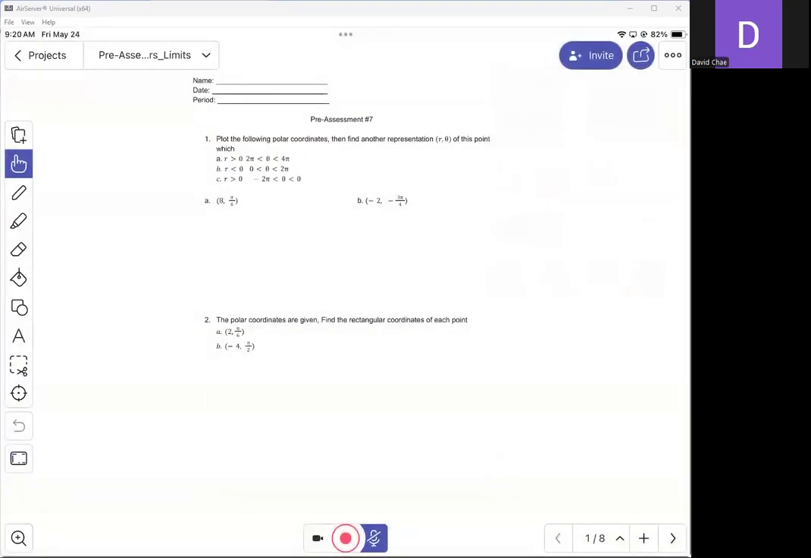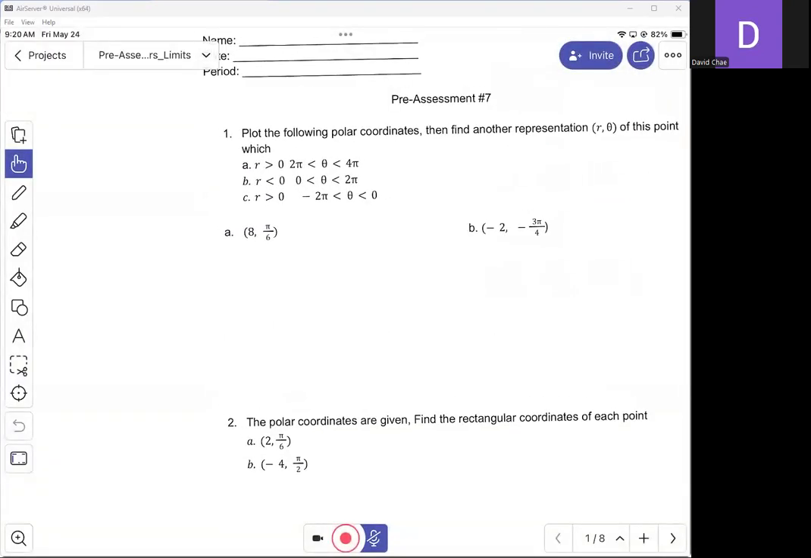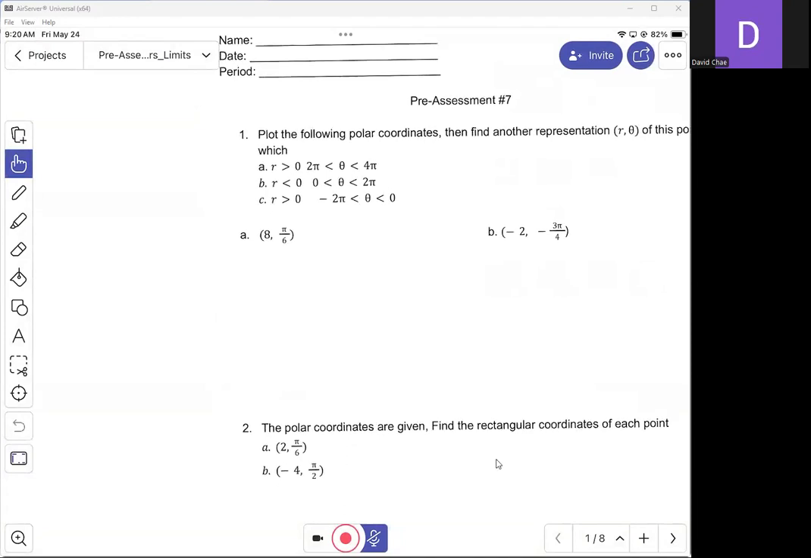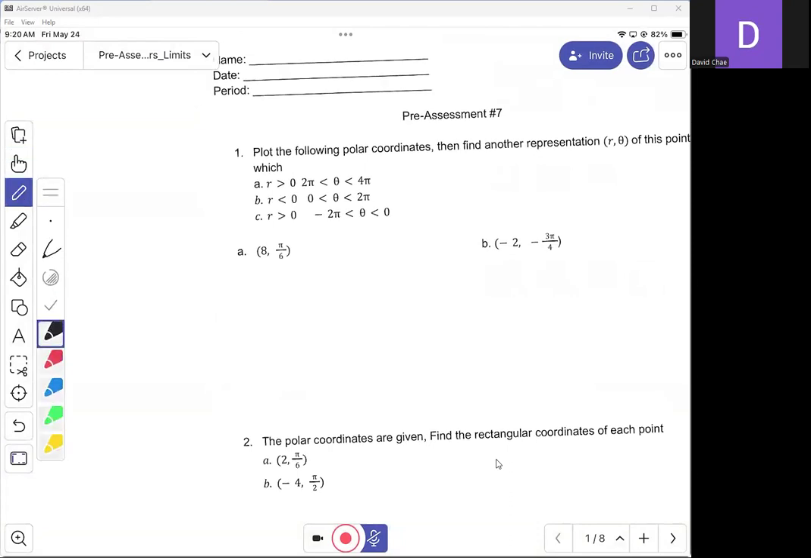Okay, so number one is you have polar coordinates of 8 and pi over 6. 8 is the radius and pi over 6 is the theta. So you need to find three different coordinates that fulfill these three boundaries, or another representation.